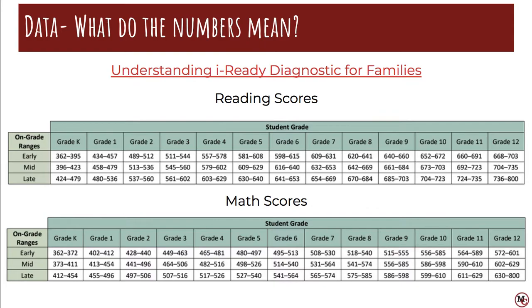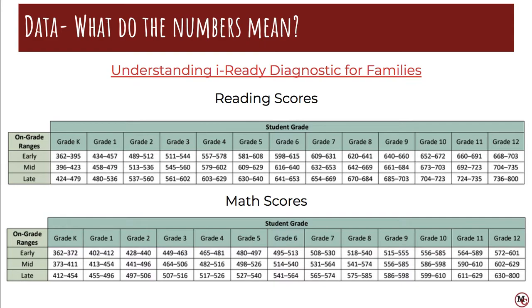So for 6th grade ranges in reading, the range they would start at is a 598, and by the end of the year, the high end is a 653. For math, the low end is a 495 to a 564. For 7th grade reading, at the beginning, the low end is a 609, and the high end at the end of the year is a 669. For math, it's a 508 to a 574.